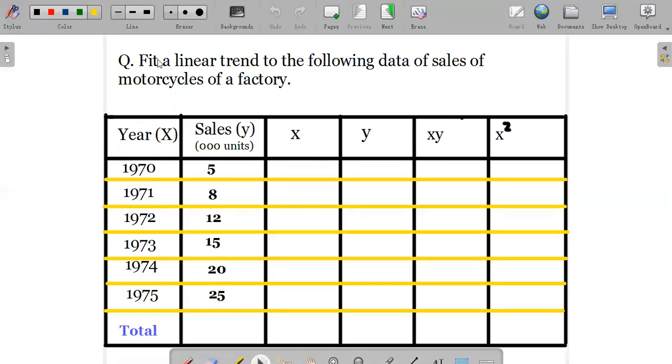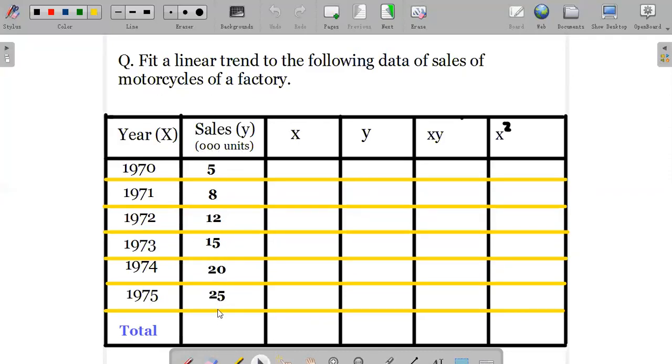The question here is to fit a linear trend to the following data of sales of motorcycles of a factory. It is given in the question. The years are 1970, 1971, 1972, 1973, 1974, 1975, and sales is represented by Y. At 1970, sales was 5,000 units. At 1971, 8,000. At 1972, 12,000.